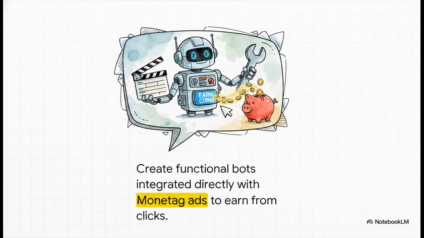But here's the secret sauce, okay? You integrate direct links right into the bot's interface. So when a user clicks a button inside your Telegram bot to get their movie or their tool, a Monetag ad is shown and you earn. You are literally turning simple, everyday user interactions inside a chat app into instant revenue. It's that simple.